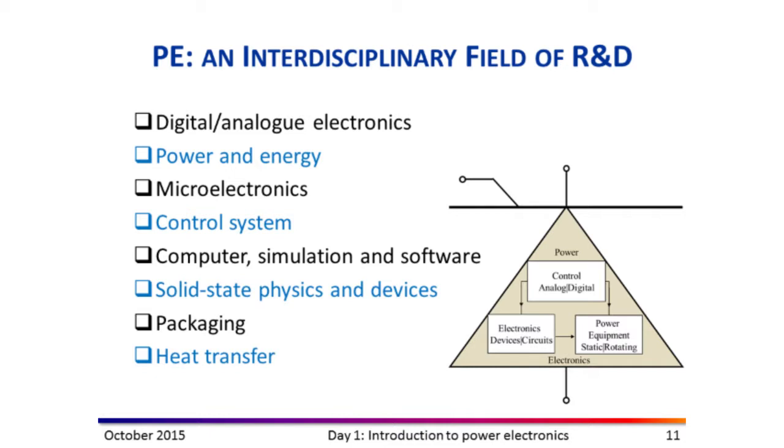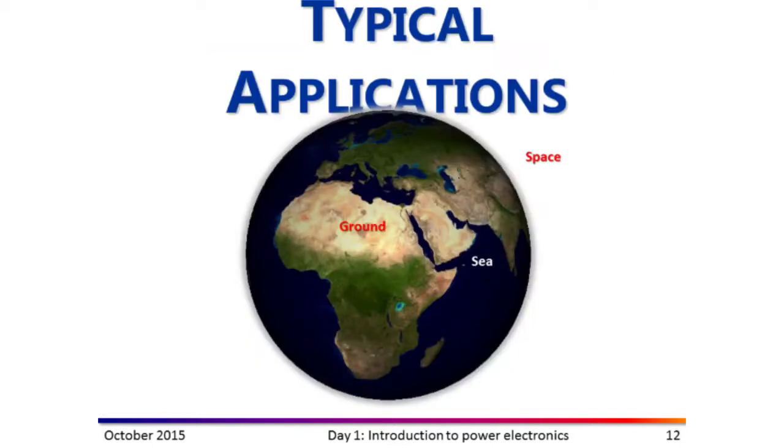The application, you can find in different places, from space to the ground and to the sea. You can name residential, commercial, transportation, and the next slide gives you that. So for applications in space, you will find power electronics in satellites, on Mars, in space stations, airplanes, and many other devices.